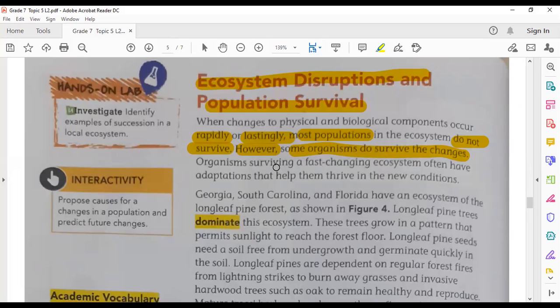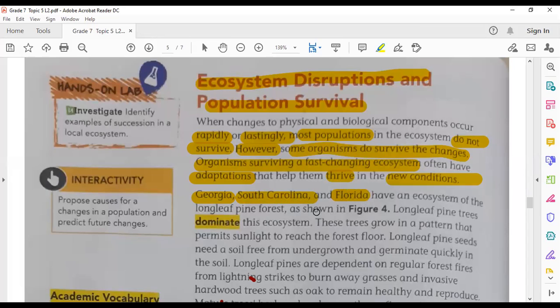Let's take an example of such organisms that can survive these changes. But before that, organisms surviving in a fast changing ecosystem often have special adaptations that help them thrive. Thrive means grow in the new condition. So organisms, either plants or animals, that can survive in a fast changing ecosystem often have special adaptations. Let's take an example in Georgia, South Carolina, which are states in the United States, and Florida.